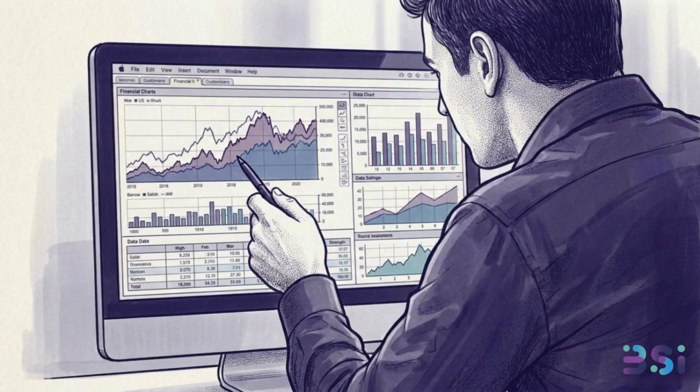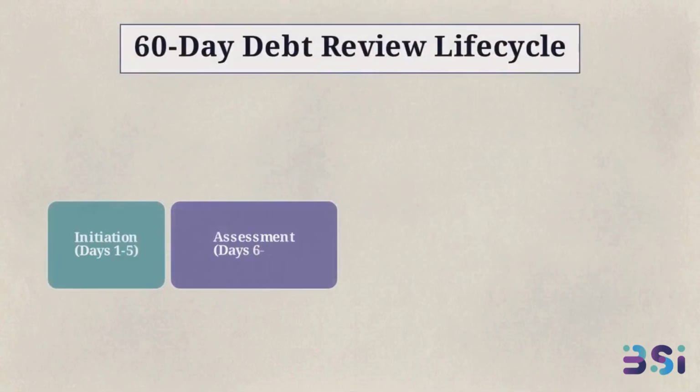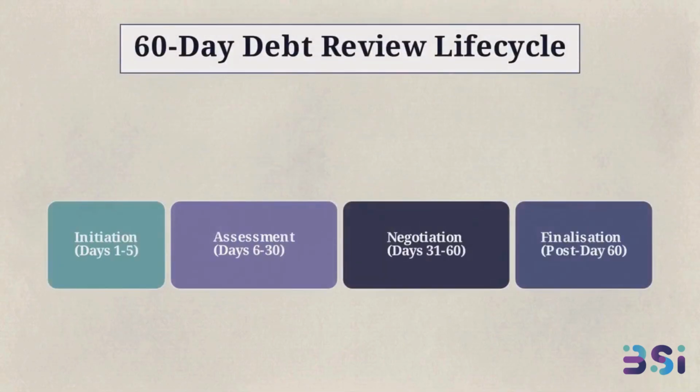Navigating this system requires the credit provider assessment agent to abandon passive acceptance. Your role demands active oversight, rigorous data verification, and good faith engagement with debt counselors. This timeline maps the 60-day statutory lifecycle we will use as our operational framework.